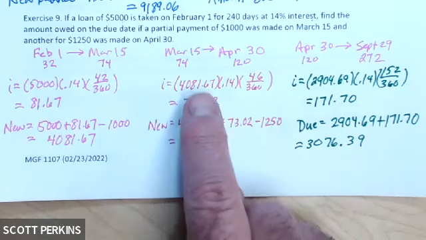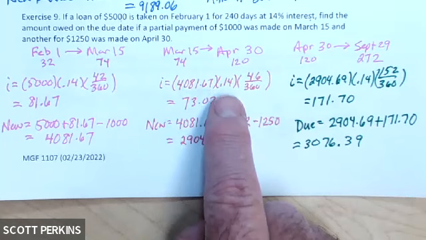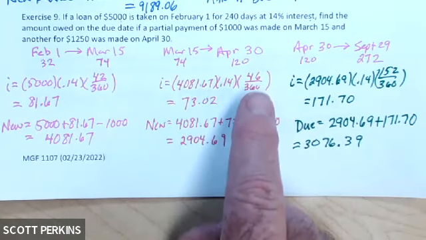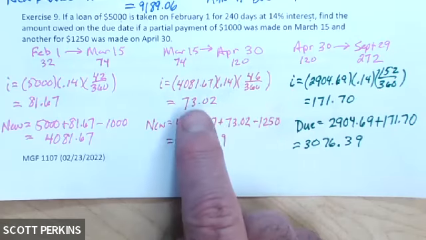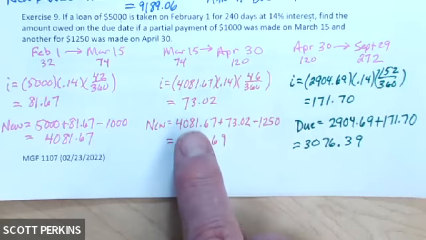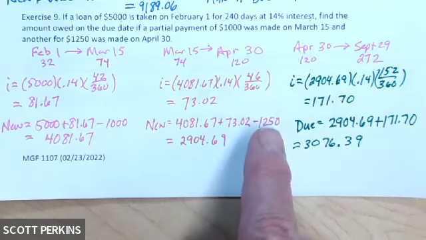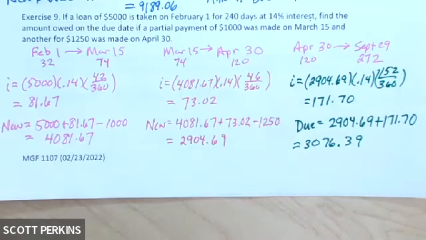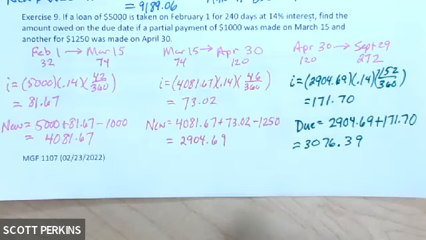So the interest is the principal, that 4,081.67, times the rate of 0.14, times the time, which is 46 out of 360. And when you throw that in your calculator, your magic calculator box gives you $73.02. So the new balance is the old balance plus the interest minus the new payment, $2,904.69.